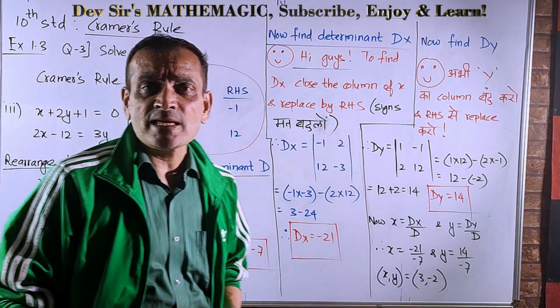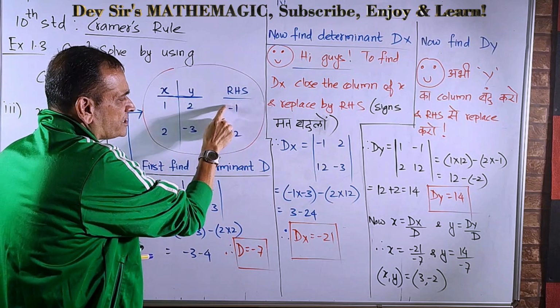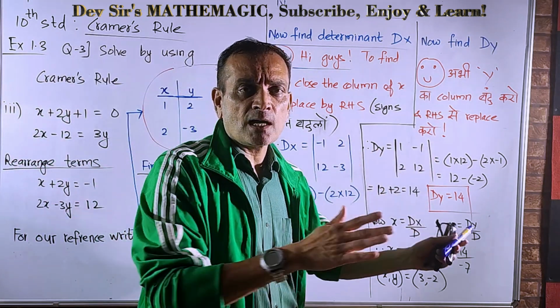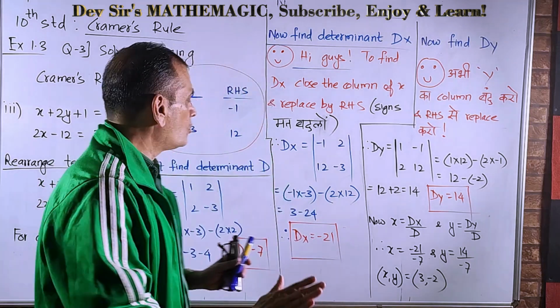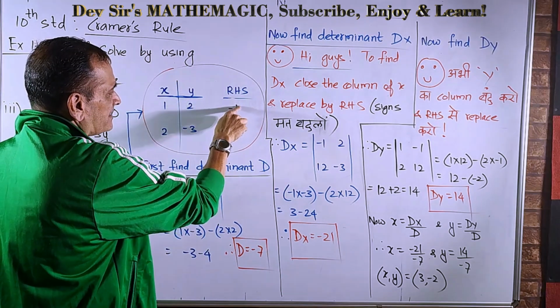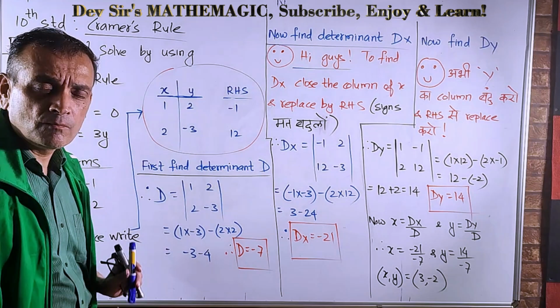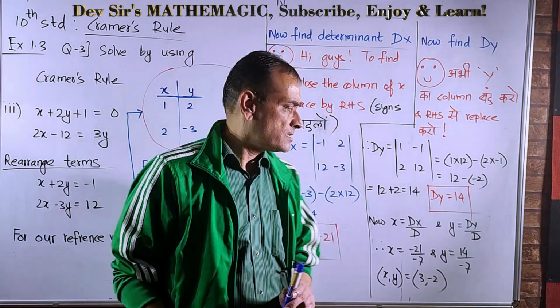Now when you are replacing by closing the column of x, don't change the signs. You are not shifting to the LHS or RHS. It is not an equation, just a rule. Close the column of x and replace by whatever numbers are present on the RHS. Simple. That is dx. dx means close the column of x.